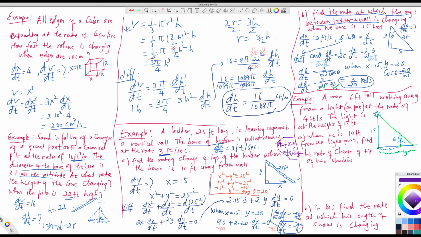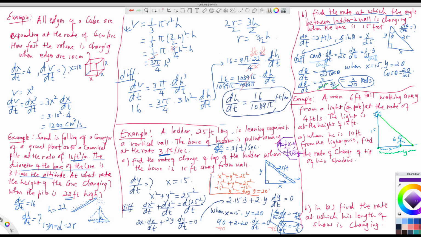Okay. So the question is, when he is 10 feet from the light post, find the rate of change of the tip of his shadow. So how fast is that tip changing? That's what the question is asking. Okay, and that's the first question.